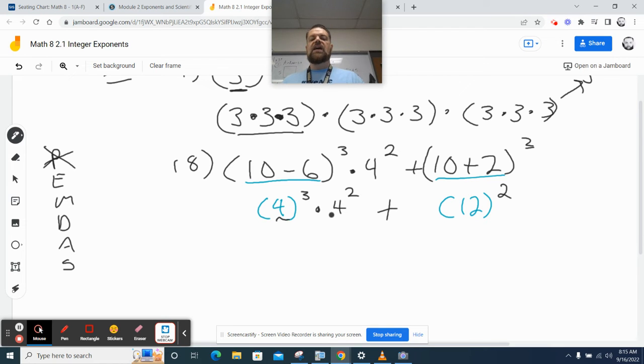Can I simplify this? Yeah, what's that simplify to? What do I do with these powers? They're both the same base of 4. Add them. So what's 3 plus 2? 5. So I've got 4 to the 5th. And I'll just do this one. What's 12 squared? 144.